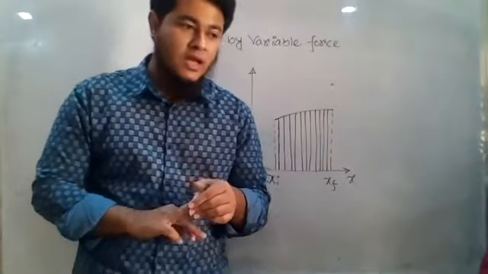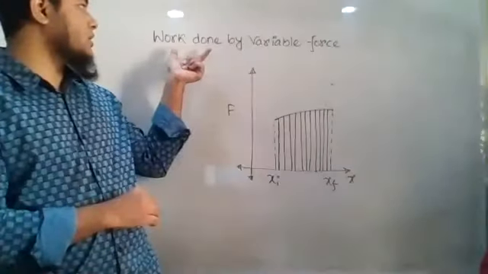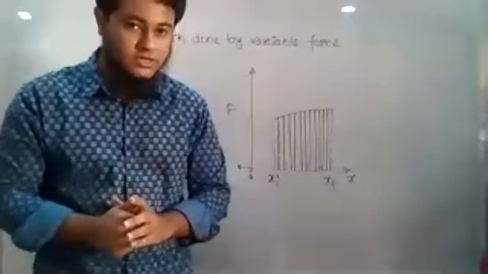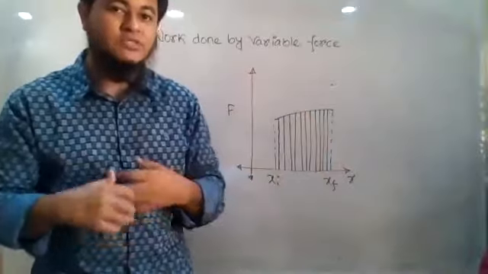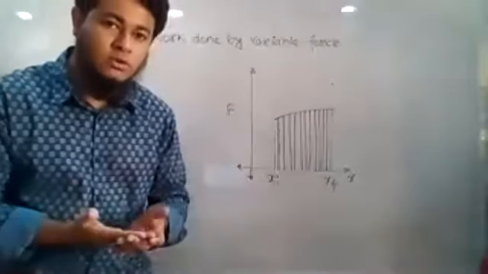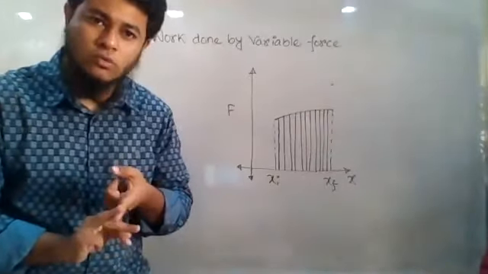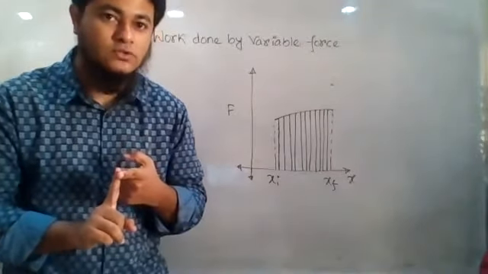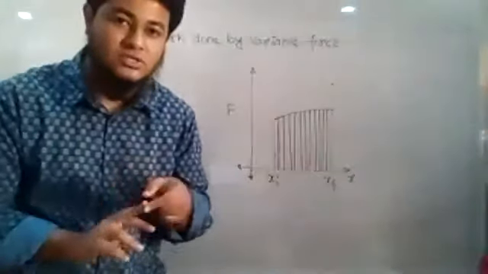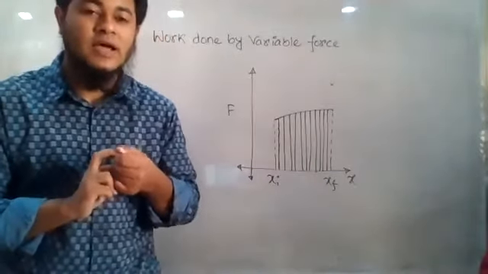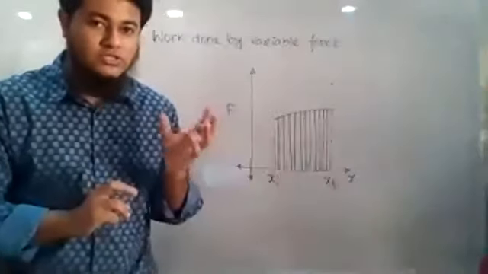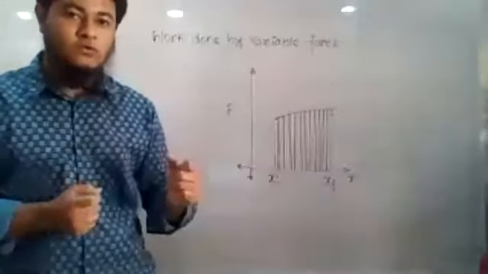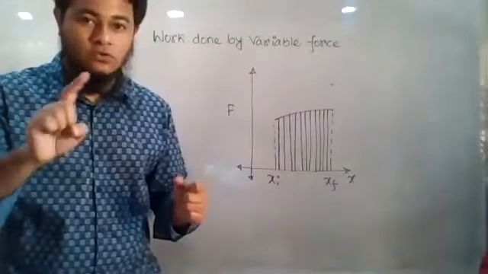Now as you can see, today we are discussing work done by variable force. That means the force is not going to stay constant anymore, it will vary. That means it will change. Which change are we talking about? The magnitude, the direction, or both? We will discuss the magnitude change only. Today we will not consider that the direction is changing. We will consider the direction is constant, the magnitude is changing. Then how can we calculate the work done by that variable force where the magnitude is varying, not the direction?